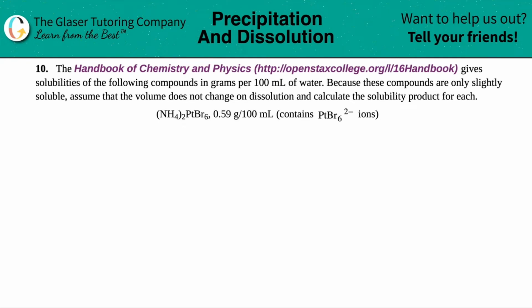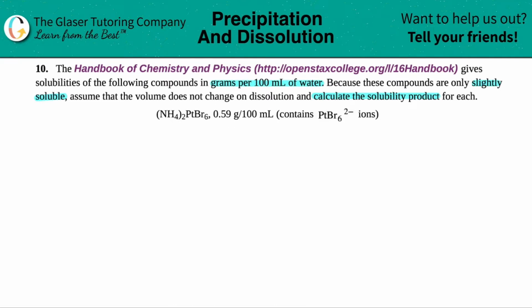The Handbook of Chemistry and Physics gives solubilities of the following compounds in grams per 100 mL of water. Because these compounds are only slightly soluble, assume that the volume does not change on dissolution and calculate the solubility product for each. And then we have our example over here. So we have (NH4)2PtBr6, and the solubility that they gave us was 0.59 grams per 100 milliliters.